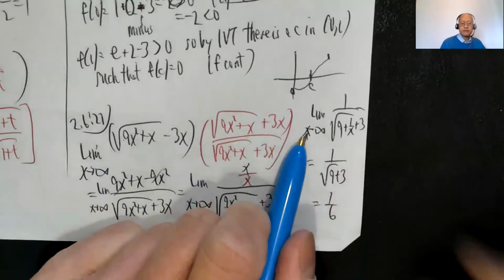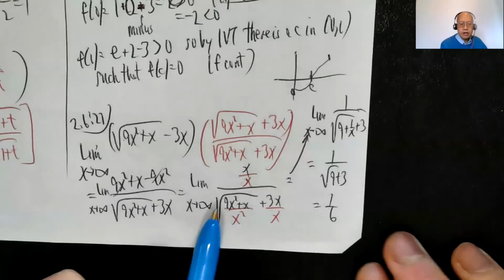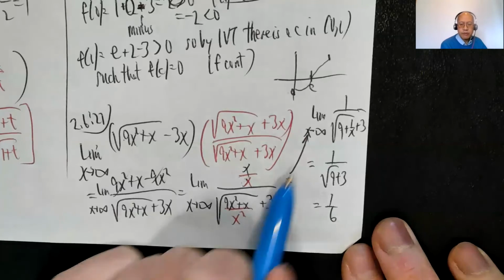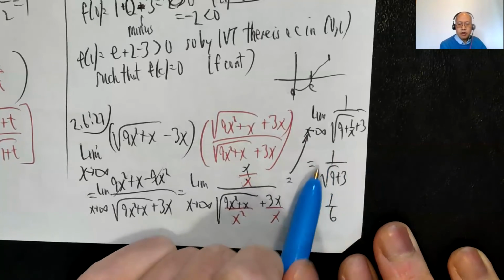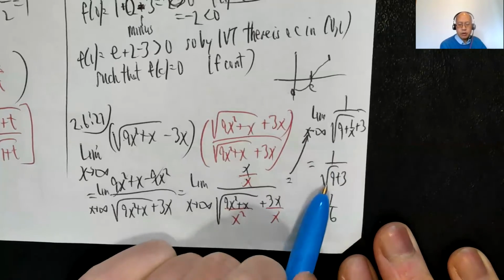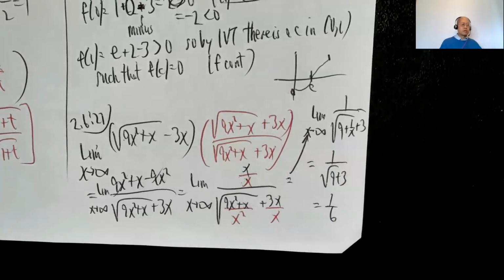So it's the limit as x approaches infinity of 1 over radical 9 plus 1 over x, plus 3. And now when x gets big, that's 0. So I have 1 over radical 9 plus 3, which is 1 over 3 plus 3. So the final answer is 1/6.